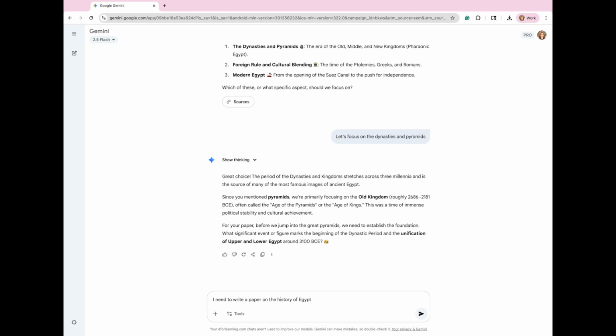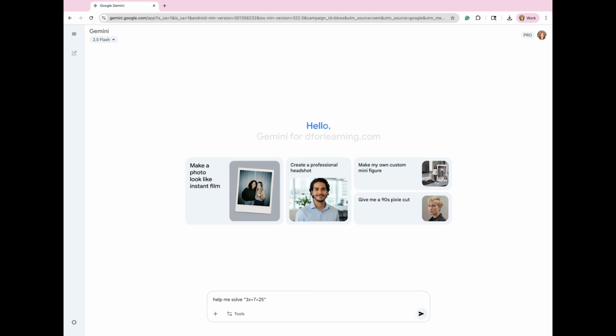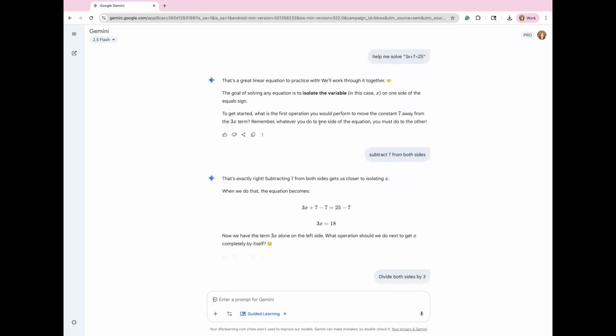So next, let's look at a math problem. So my prompt is, help me solve this equation, and I paste in the equation. Okay, so here is Gemini's response. And you'll see it walk me through this process step by step. So it's saying that the goal of solving an equation is to isolate the variable. In this case, it's x.